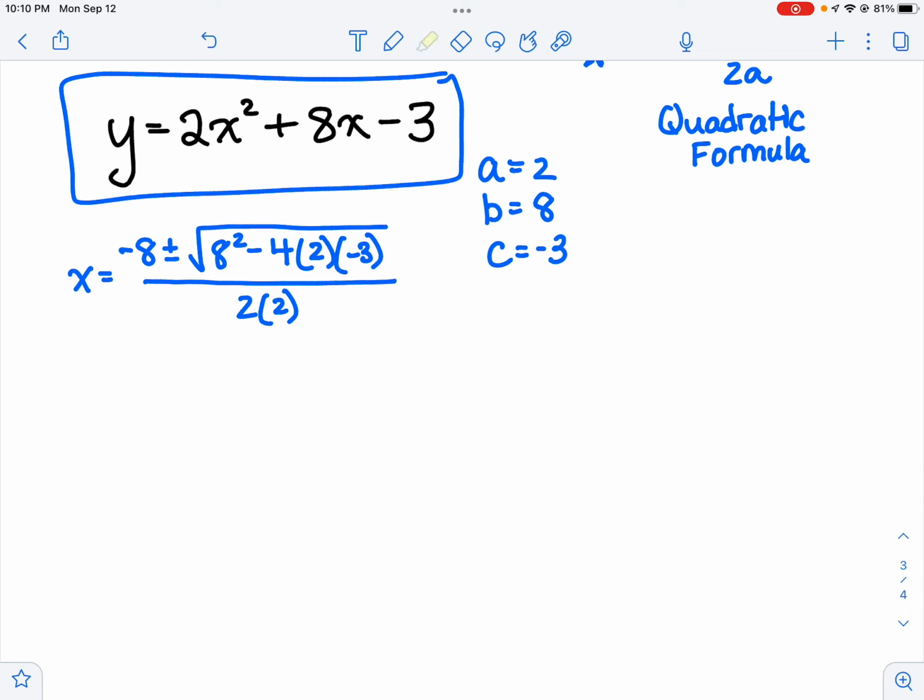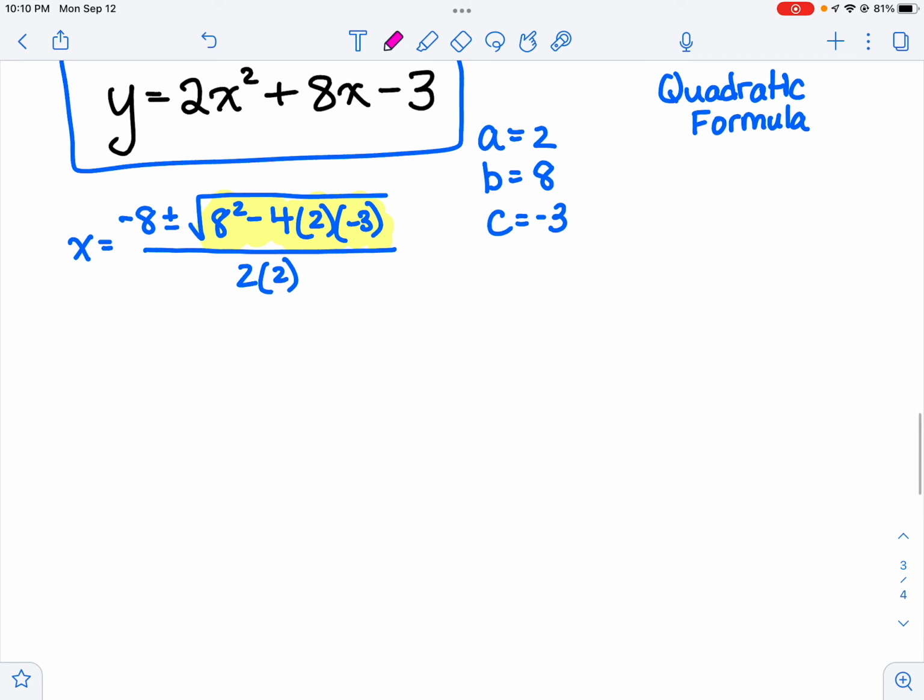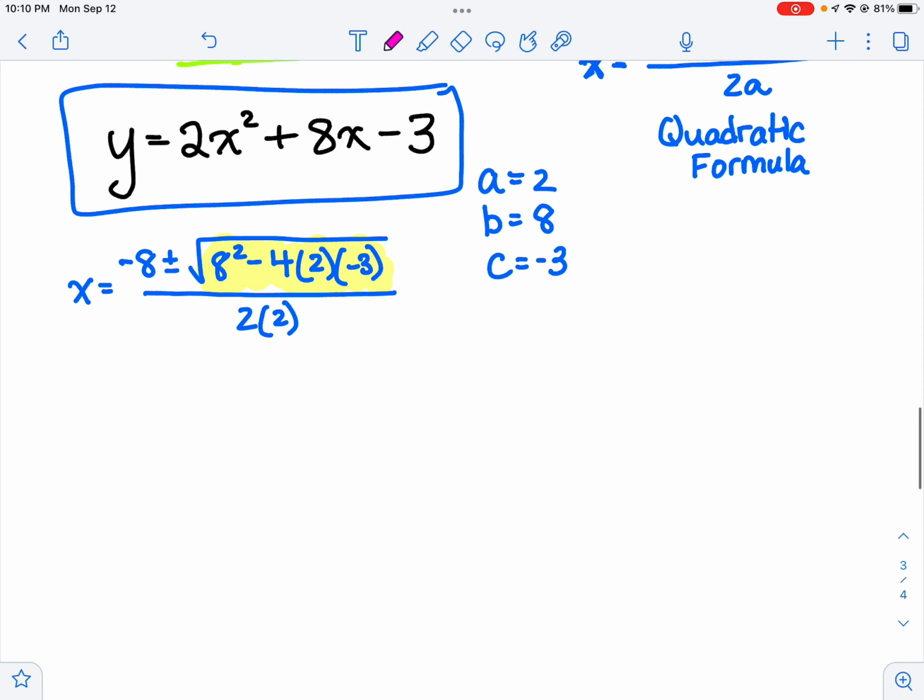I like to start with whatever's under the square root. So let's do all of those operations. You can do them all at the same time if you want to. So x equals negative 8 plus or minus, and now in one quick move, let's just find out what's under there.